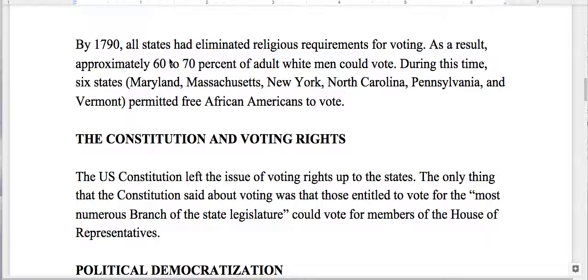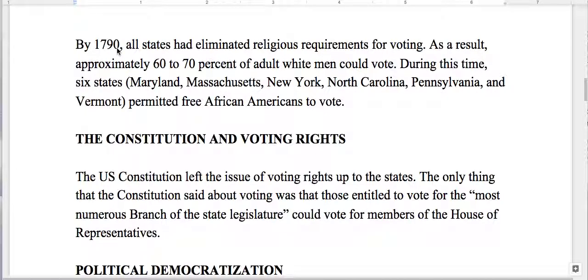By 1790, all the states had eliminated religious requirements for voting. As a result, approximately 60 to 70% of adult white men could vote. During this time, 6 states, Maryland, Massachusetts, New York, North Carolina, Pennsylvania, and Vermont, permitted free African Americans to vote.